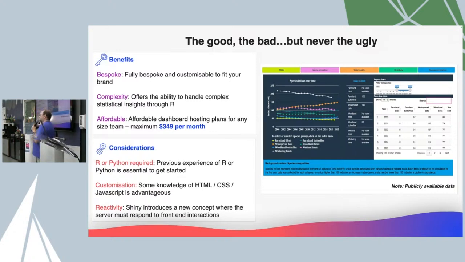There are a few things you need to consider, right? As much as I think Shiny is the best thing since sliced bread, obviously, there are a few things you need to consider. There is the prerequisite of R and Python. You need R or Python now. Python for Shiny is now a thing.